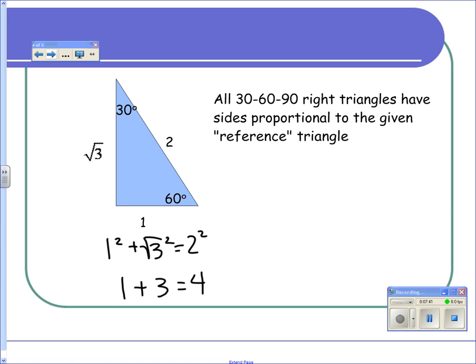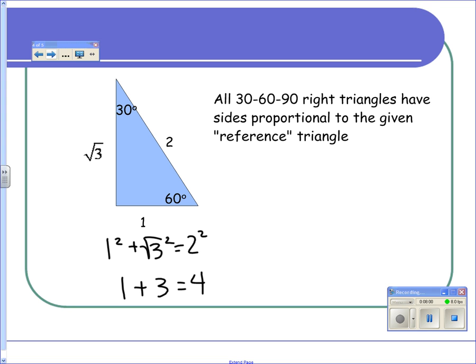The 1 is across from the smallest angle. It is the smallest side. Square root of 3 is 1 point something, 1.7. So it's across from the next smallest angle. The 2 is the largest, and it's across from the largest angle. Does that make sense?